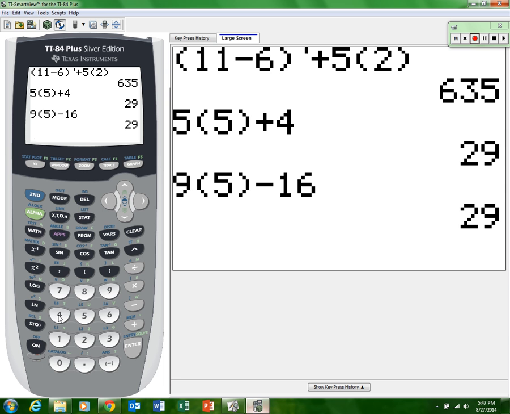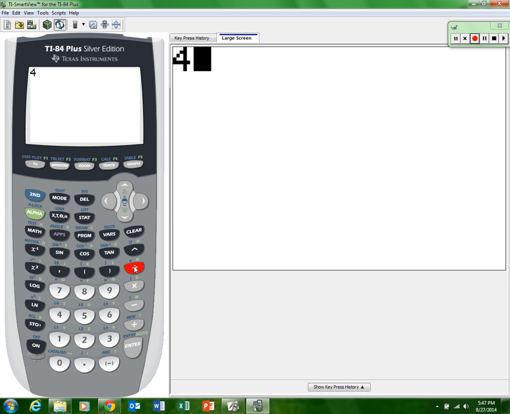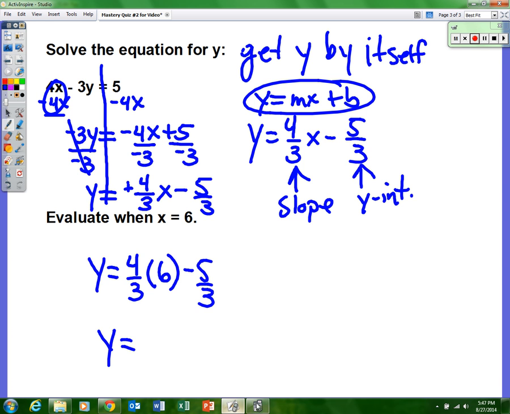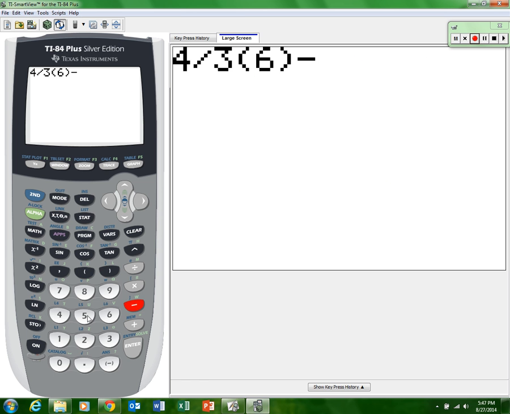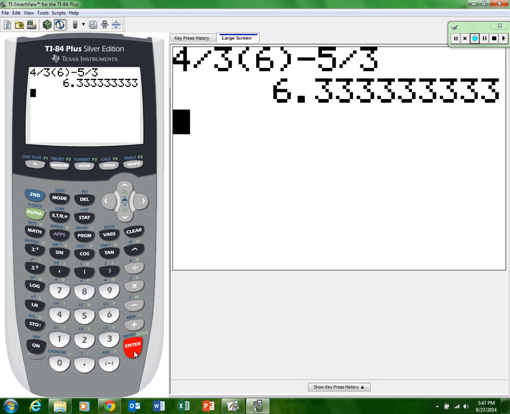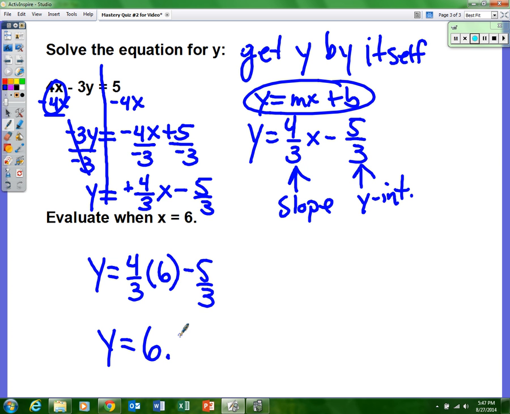So we've got 4/3. Whoops, let me clear that and start over again. Let's go 4/3, so 4 divided by 3 times 6. And then we had minus 5/3. We're going to hit enter. Oh, 6.3 repeating. Okay, there's a better way to write that, and the calculator can help us out with that.